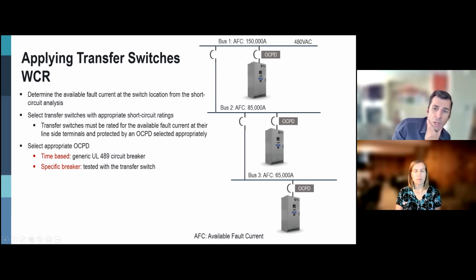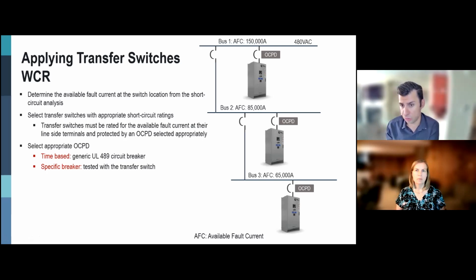To protect the transfer switch, you can apply the time-based rating, where we can use a generic transfer breaker, or we can use a specific breaker tested with the transfer switch that the manufacturer puts in their specification, on their labels for the transfer switch.